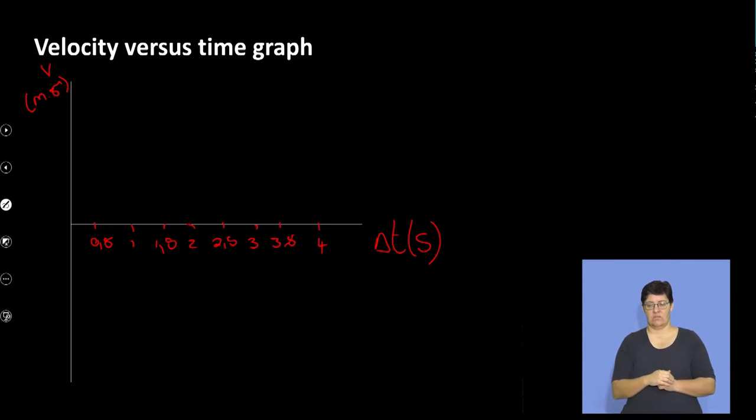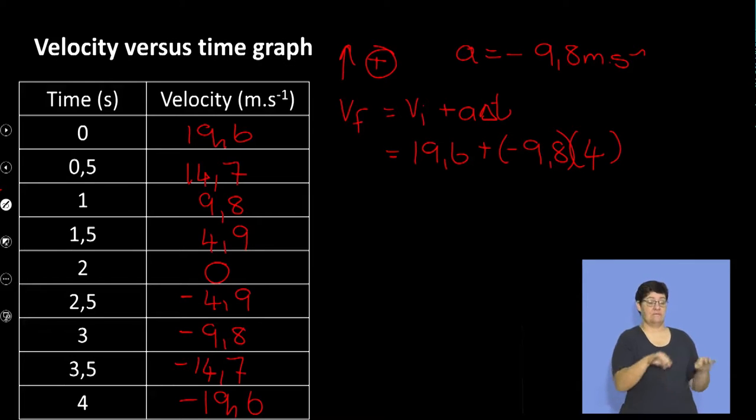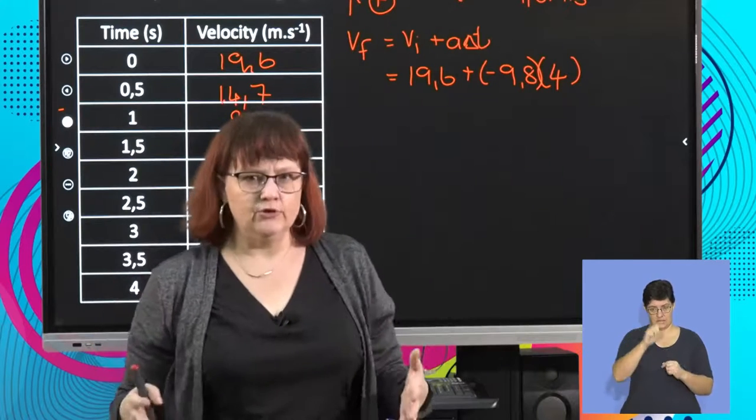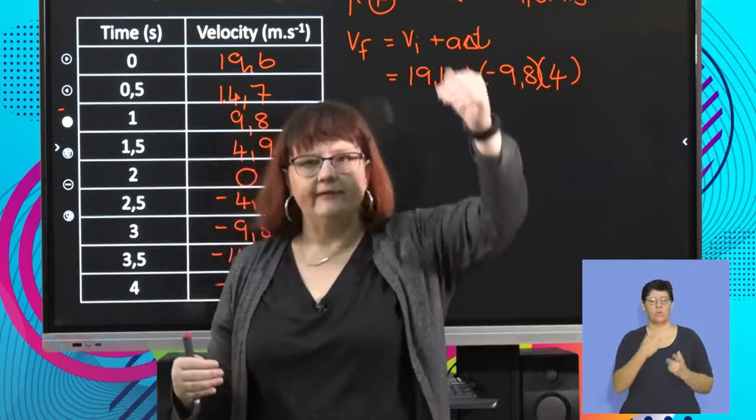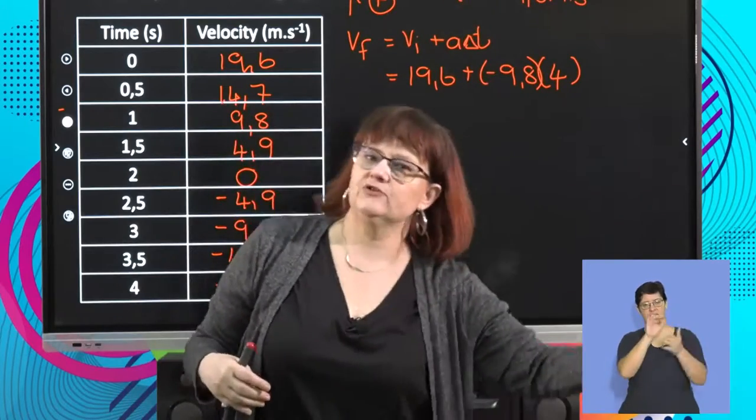Now, if we go back to our values, they're changing by 4.9 every time. So this is a graph where I can use 4.9 as my scale. But we wouldn't normally do that. We'd go 5, 10, 15, etc.